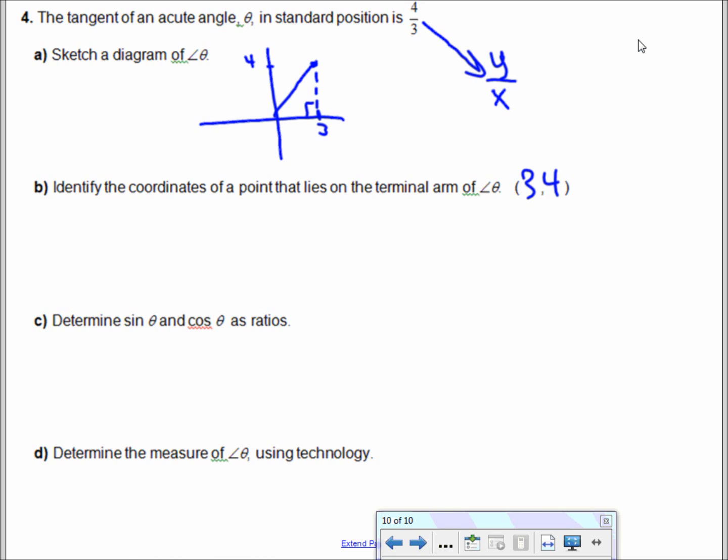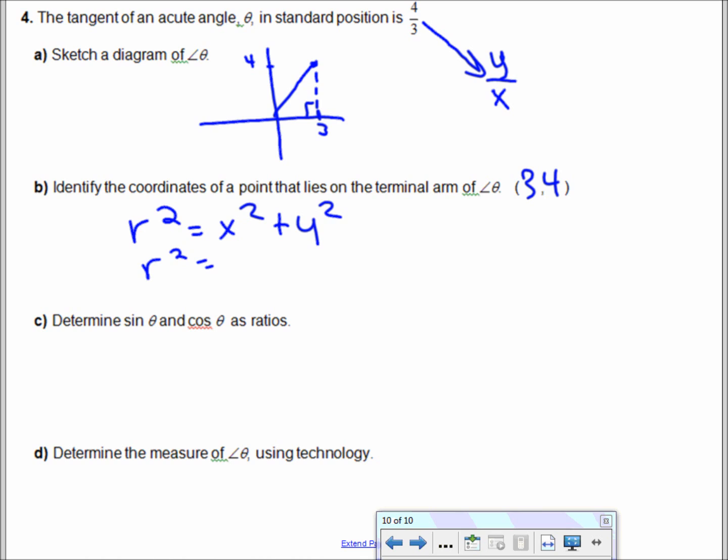So all it's saying is, what is a point on the line? Well, I know a point on the line is (3, 4) because I get that x and y value from the tan ratio. Now, it's asking me to set up sine and cosine, but I actually need my r first. Before I can do that, I need to calculate r.